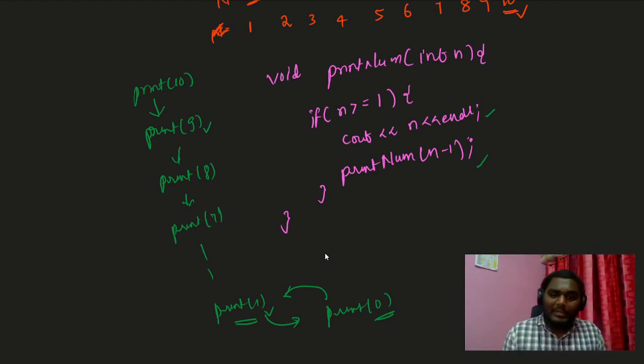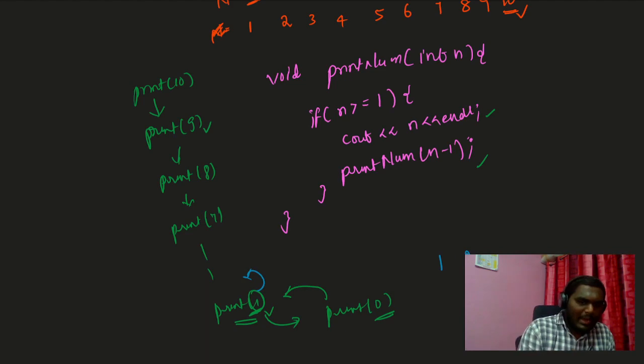You need to print that n. So what is the n here? Your n is 1. So if you print n here, you will get your answer as 1. Then you will go back to 2, right above that. Then you will get a 3 because a 2 has been called.